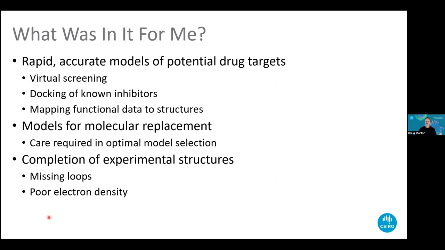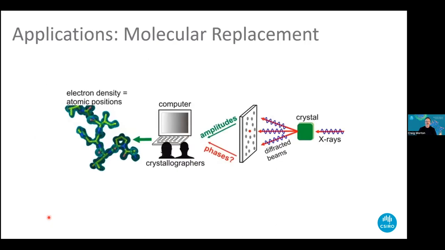AlphaFold can help fix that. So let's talk briefly about molecular replacement. When you're doing crystallography, a big issue is you shine your X-rays through your crystals, they scatter, you measure the position of the scattered X-rays and their intensities, but the phase information is lost. You somehow have to then convert those amplitudes and intensities to a three-dimensional structure, the electron density that tells the atomic positions. And you have to do that without the phases.